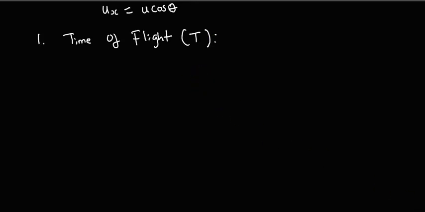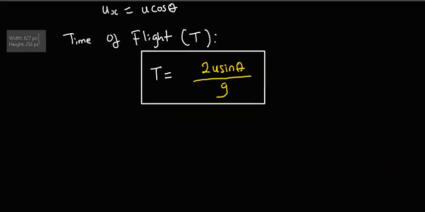2u sine theta all over g. This is the formula for time of flight, or total time of flight. Now you may be asked, what about the time to reach maximum height?